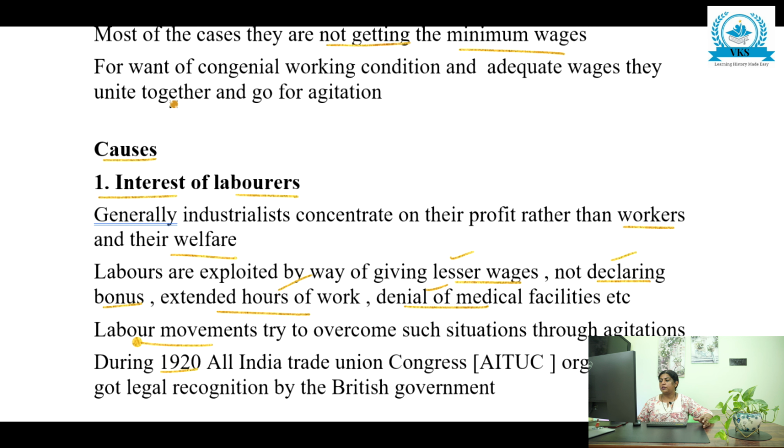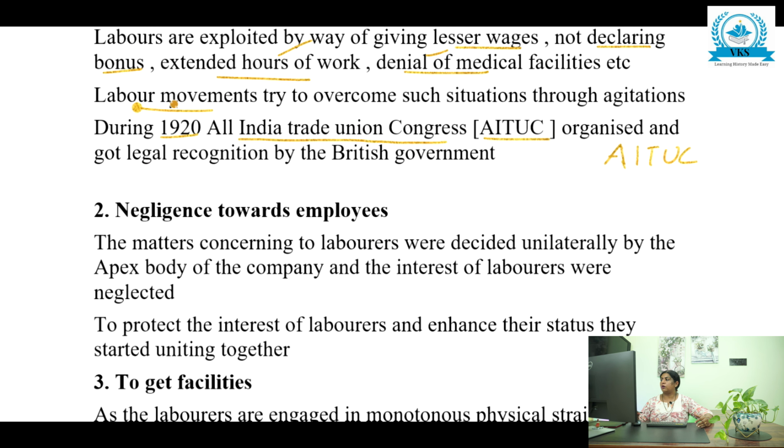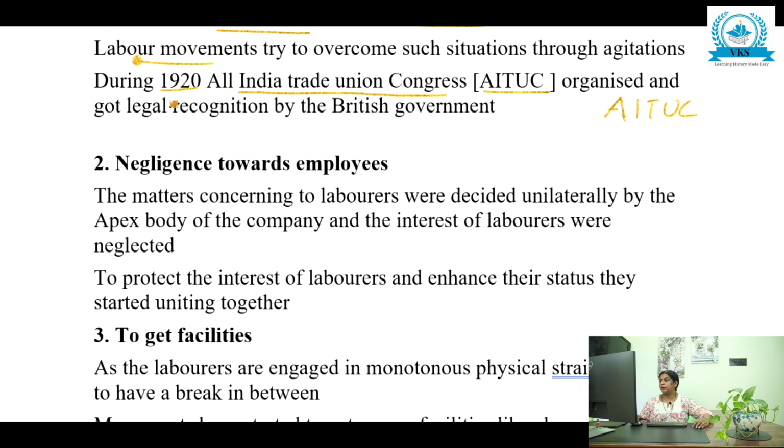During 1920, the All India Trade Union Congress, that is AITUC, was organized and got legal recognition from the British government. So one of the most important organizations is AITUC, the All India Trade Union Congress. It was organized in 1920 and it got legal recognition by the British government. So that was the first cause, that is interest of laborers.